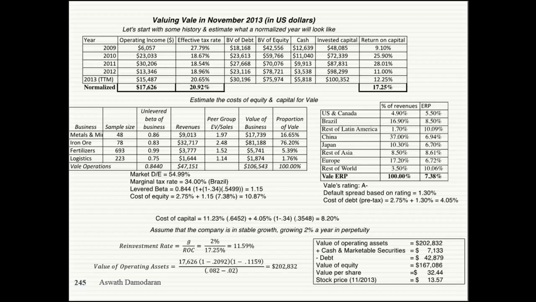Add cash, subtract our debt, value for the equity of 167 billion. Divide by the number of shares, gives me $32 per share. Stock was trading at $13. Seems incredibly undervalued, and I bought it. You know what the price is now? It was 5 about 2 months ago.